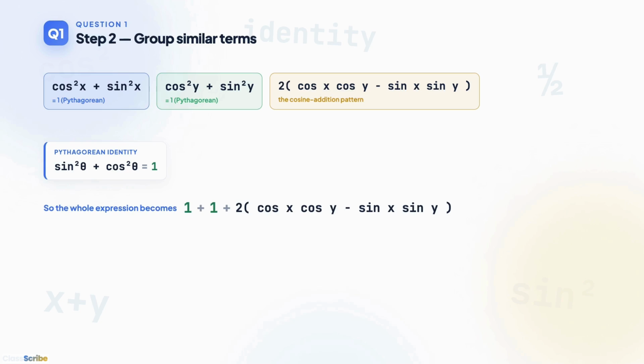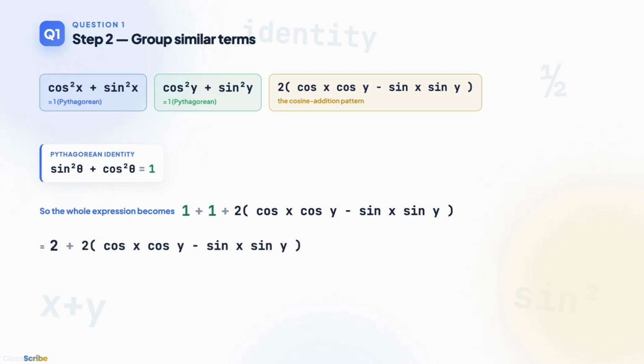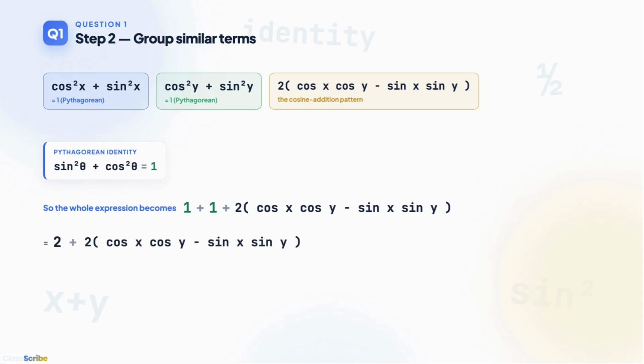This grouping is important because the first two groups immediately remind us of the Pythagorean identity sin² θ + cos² θ = 1. Applying this identity, the expression becomes 1 + 1 + 2 times (cos x cos y − sin x sin y), which simplifies to 2 + 2 times (cos x cos y − sin x sin y).